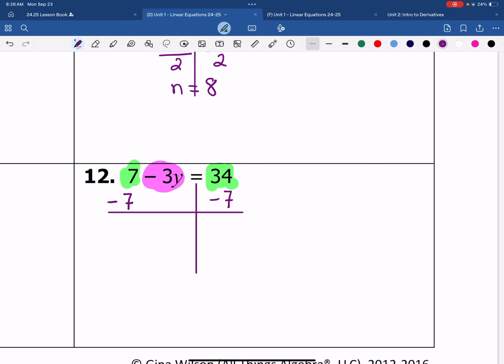So 7 subtract 7 is 0. I'm left with a negative 3y on the left, and I'm left with 27 on the right. Now I have negative 3 multiplied by y. I'm going to divide by negative 3 on either side, and I get y equals negative 9.